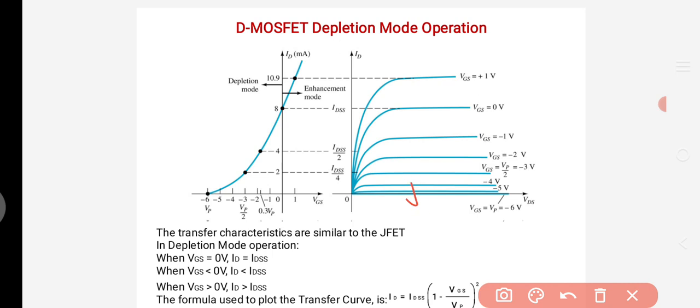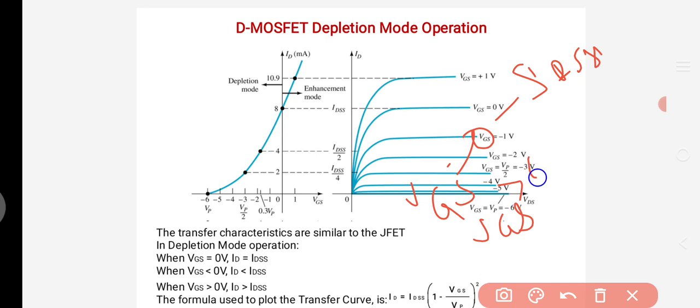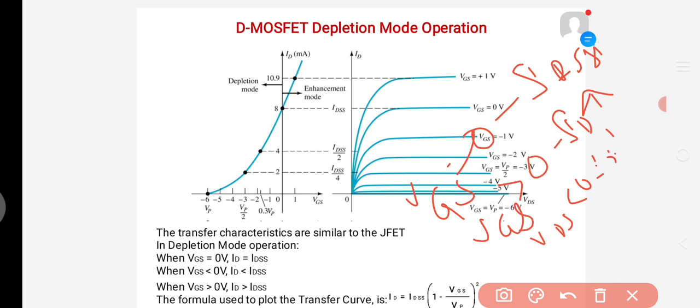So when VGS equals 0 volts, then the current ID equals the maximum current, that is IDSS. When VGS is greater than 0, that is positive values of VGS, then ID will increase. And when VGS is less than 0, then ID will decrease. These are the transfer characteristics of a depletion mode MOSFET. So the characteristics are similar to the JFET.